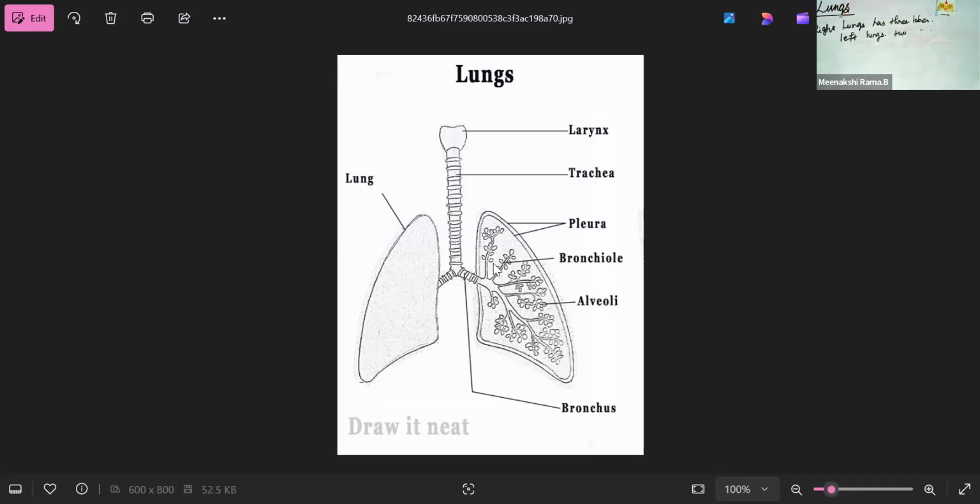These are the bronchioles, and this is called alveoli. Alveoli means tiny air sacs, small bag-like parts. The air sacs called alveoli are where the actual gas exchange is done. The exchange occurs between the blood and air with the help of the alveoli.